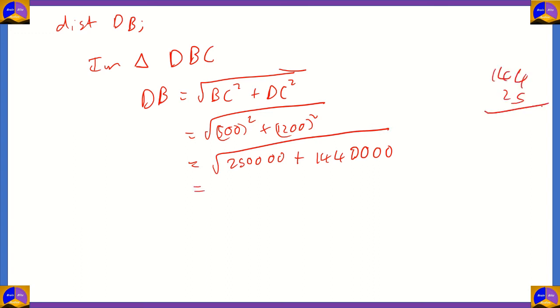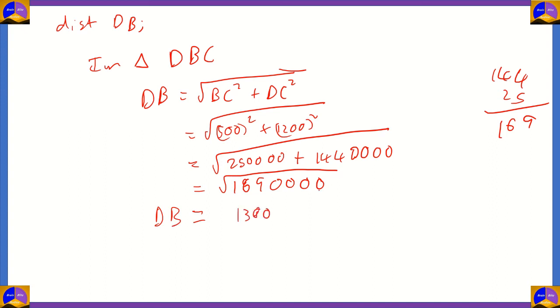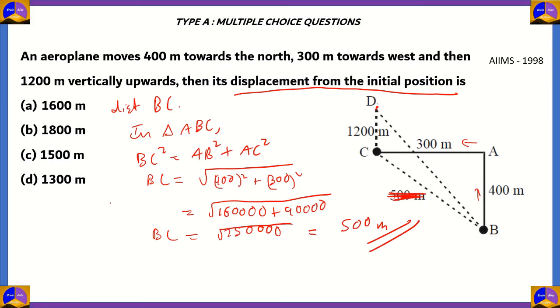144 plus 25 gives you 169. So that is the root of 1,690,000 will be DB. The root of 10,000 gives you 100, and the root of 169 gives you 13. So the right answer for DB is 1300 meters. Therefore, option D, 1300 meters, is the right option.